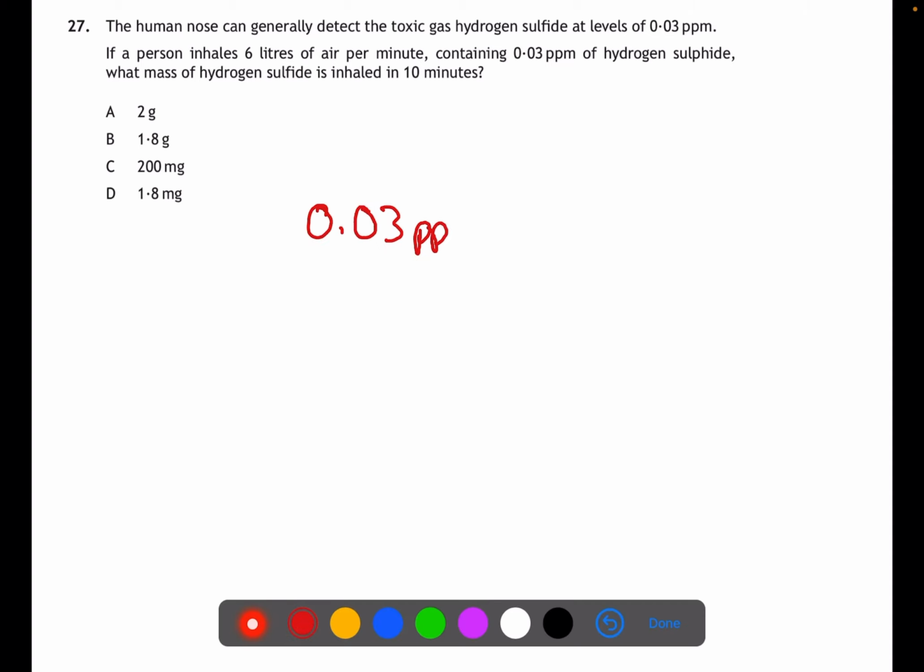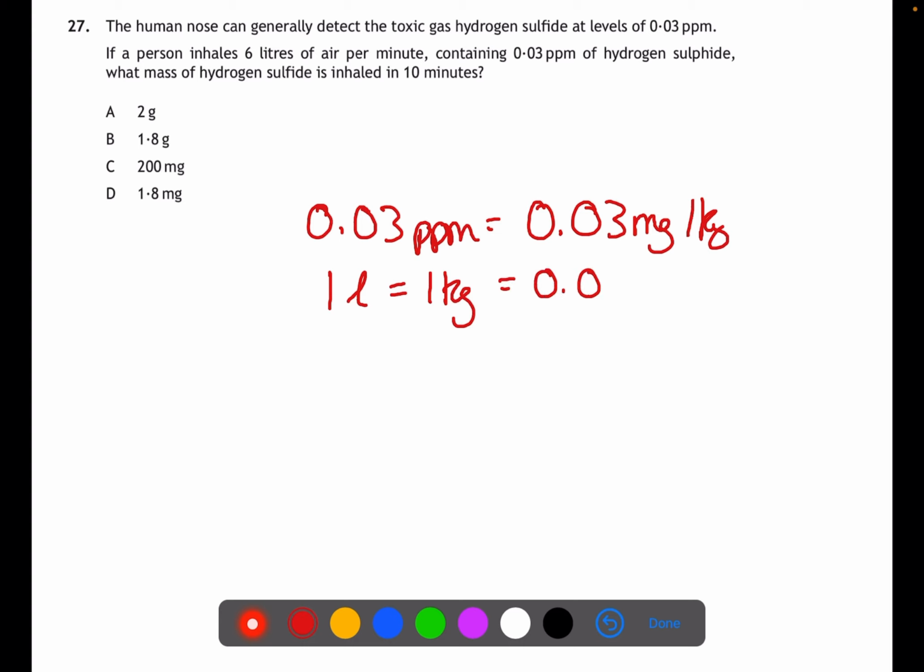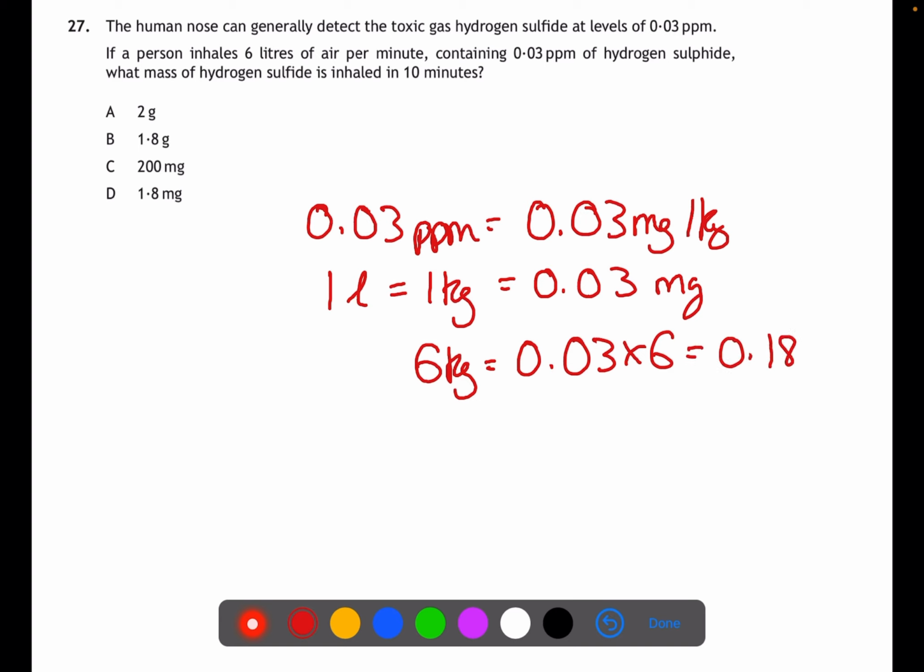0.03 parts per million is equal to 0.03 milligrams per kilogram. If we take 1 litre of air to equal 1 kilogram, then this would mean that for every kilogram of air, you would have 0.03 milligrams. In 1 minute, you are inhaling 6 kilograms of air, which would be 0.03 times 6, or 0.18 milligrams. In 10 minutes, you would therefore be inhaling 1.8 milligrams, which is D.